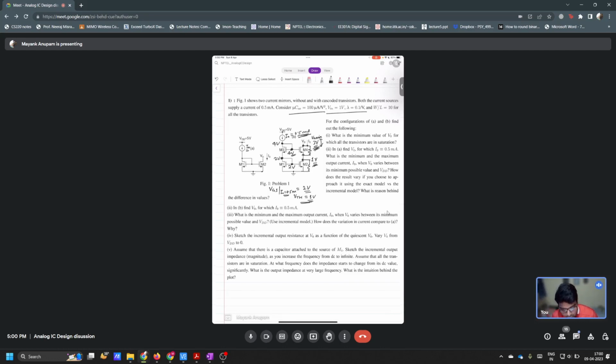Your concern was that VGS here is only 2 volts, but VGS here is 3 volts, so how can the current be equal? For that I am saying that this can only happen when the current is not dependent upon VDS. But I assume that there is some output resistance here. In that case, current will also be dependent upon VDS. Is that fine? Yeah. Fine. So let's remove this.